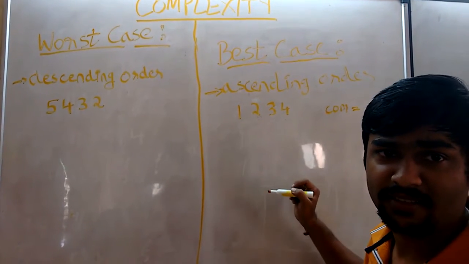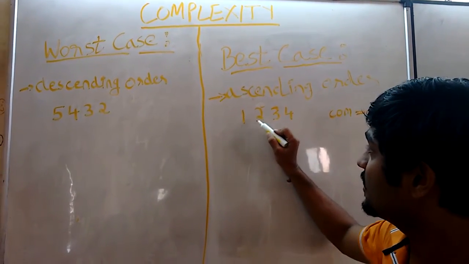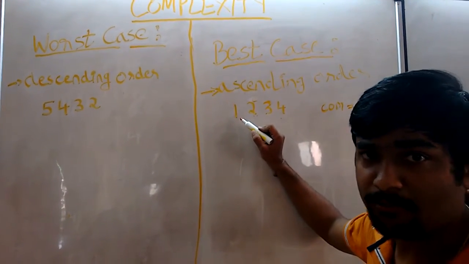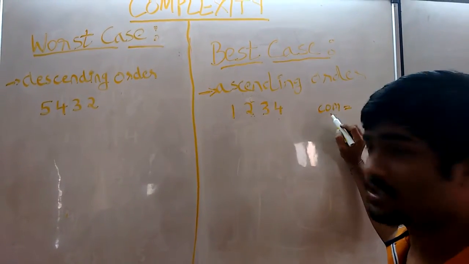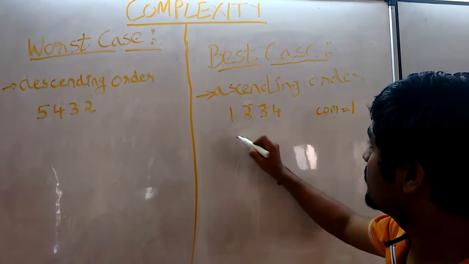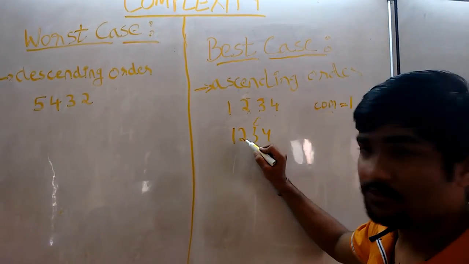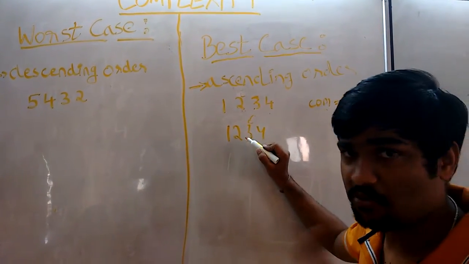As we have seen in the algorithm, we start with the second element and we see that the second element is greater than the first element. So there's only one comparison. We have a comparison counter which counts the number of comparisons. So the number of comparisons is 1. Now we move to the next element and compare this with 2. This is greater again, so just one comparison.